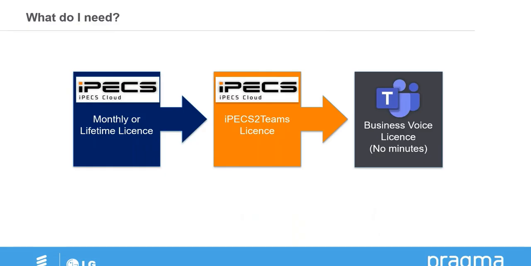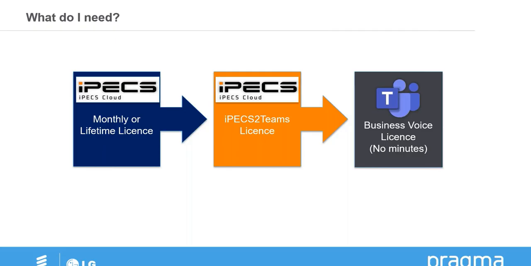So what do you need to set up this integration? Quite simple. We have our standard monthly or lifetime license for the iPECS Cloud, which hopefully you're all aware of. And then we have a specific iPECS2Teams bolt-on license. Like your call recording or your call bundles, you just add this on. It's not a requirement of the monthly or lifetime license, but if you do want Teams integration, you just add this iPECS2Teams license on per user.